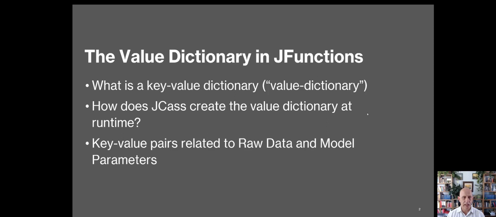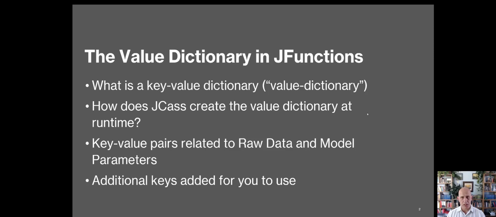And then we'll look at the key value pairs related to the raw data and the model parameters. Now here I've introduced two concepts for you, raw data and model parameters. Now there's a previous video dealing specifically with these two data elements of the model, and I'll put a link to that video in the description below. So if you haven't yet watched that video, maybe go and have a look at it first and then come back to this video. Then we'll also look at additional keys that are added for you to use in your JFunctions.